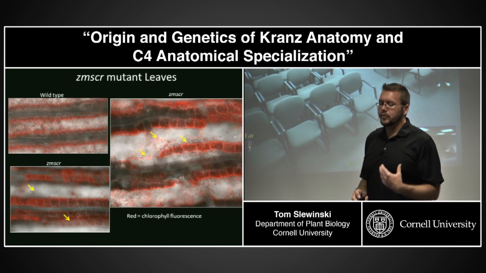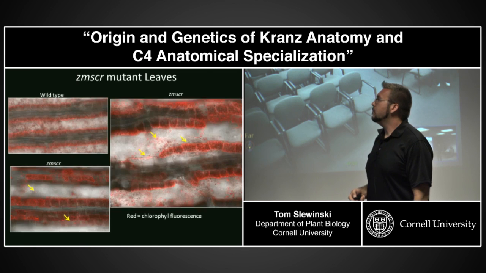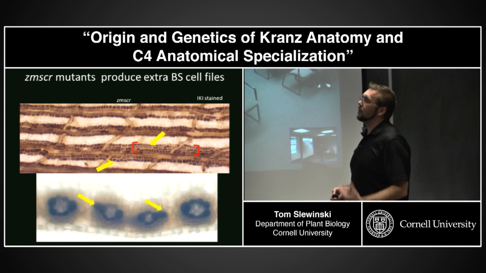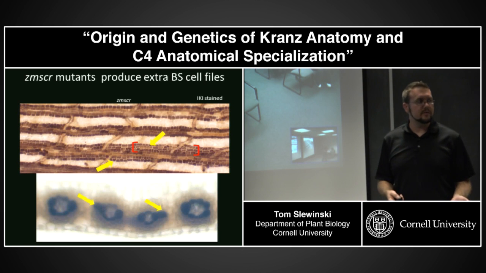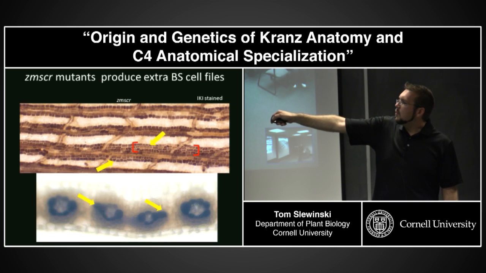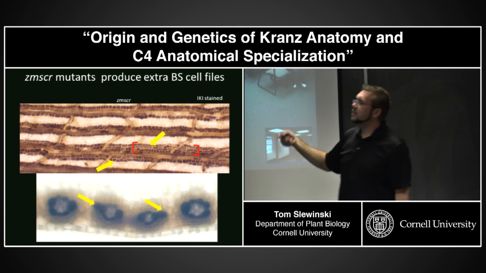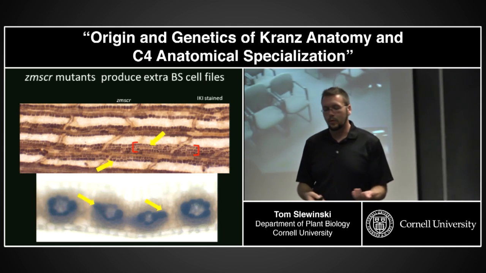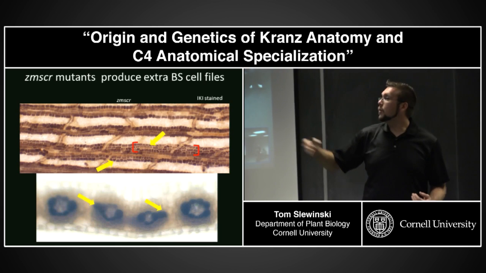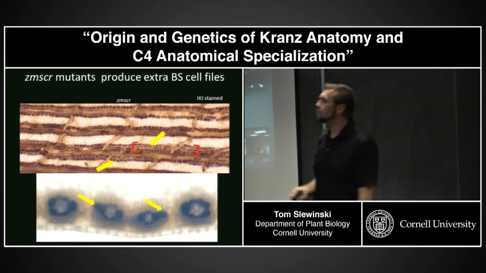So when we start looking for specific mutations in Kranz anatomy, we find many. The scarecrow mutants produce extra bundle sheath cell files in many of the veins. So here we have one vascular unit in the middle, and on one side it's producing an extra cell file, and an extra four on the other side. Now this is consistent with the hypothesized role of scarecrow in stopping the short root signal from propagating out and recruiting more cells into the endodermal program.